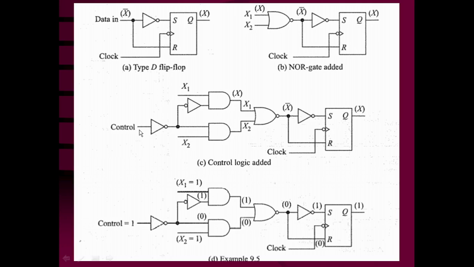On the other hand, if the control line is going to be low, then the lower AND gate is going to be enabled, because after inversion this becomes 1. So one of the legs of the lower AND gate is going to be high, and data presented at X2 will be passed through this AND gate and is available at X2, and the output at X1 is going to be low, and hence the output of this gate is going to be 0 or ground. So X1 will be grounded and data present at X2 will be shifted into the flip-flop on the negative transition of the clock pulse.